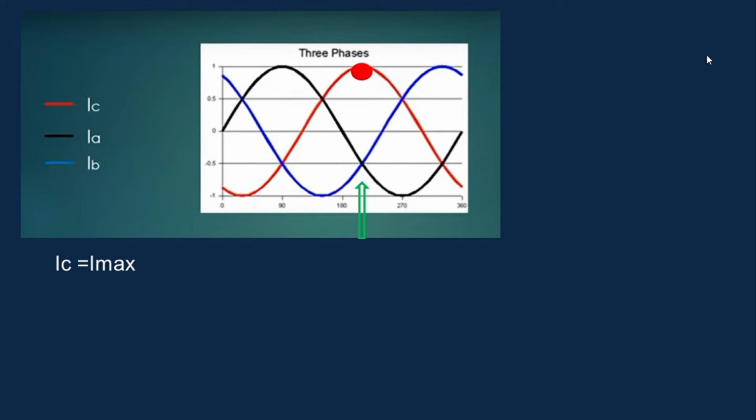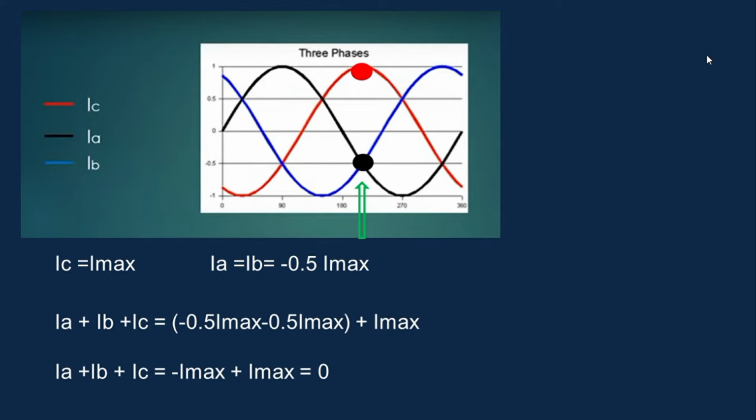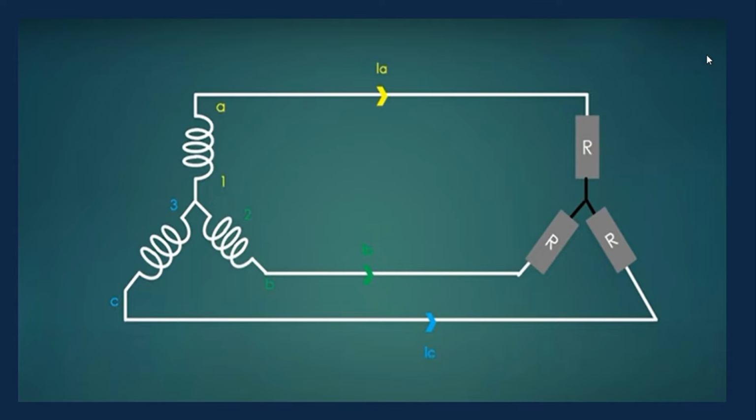IC equals Imax and IA equals IB equals negative 0.5 Imax. So if we add these return currents, we'll get the sum equal to 0. And this is true for every instant. We can remove the neutral conductor without affecting the voltage or current in the circuit. So if we have reduced the number of conductors from 6, which was the initial stage, to 3, that is a 50% saving in conductor cost. However, the load shown in the circuit must be identical if you want to remove the neutral conductor.